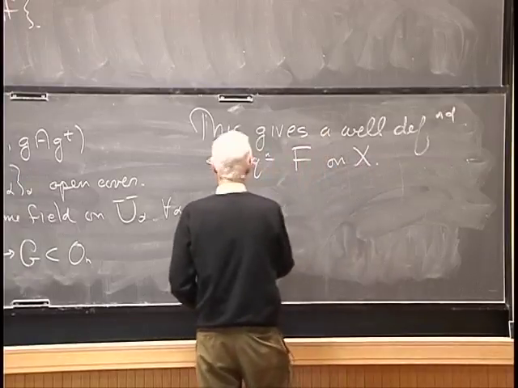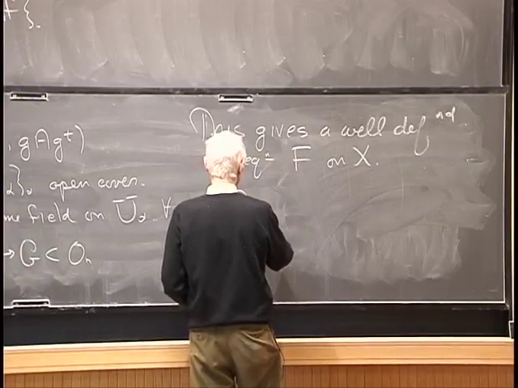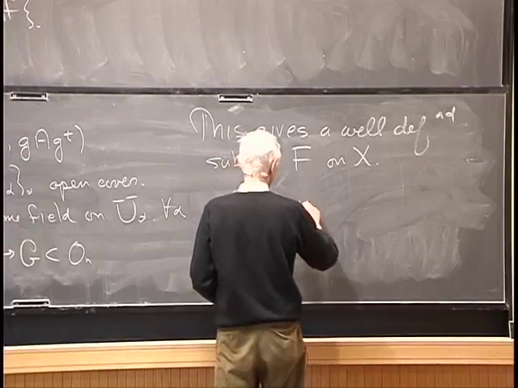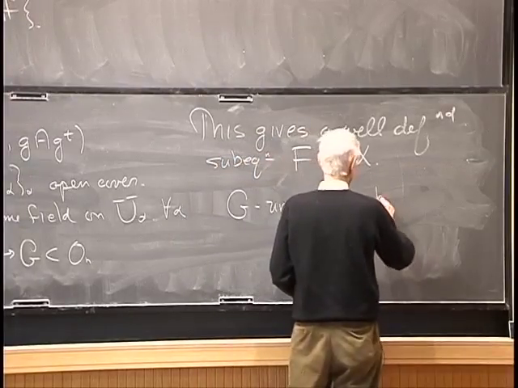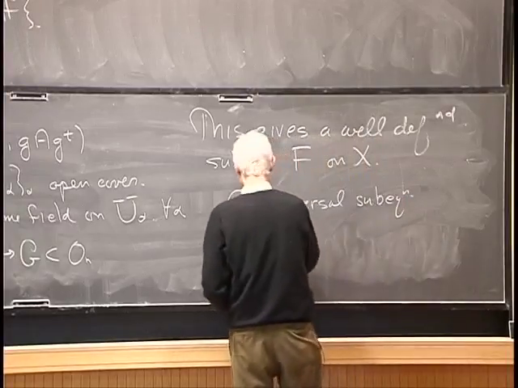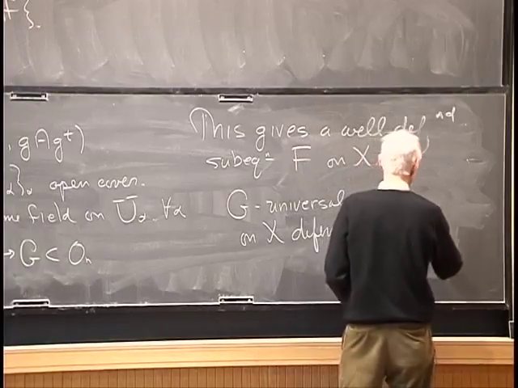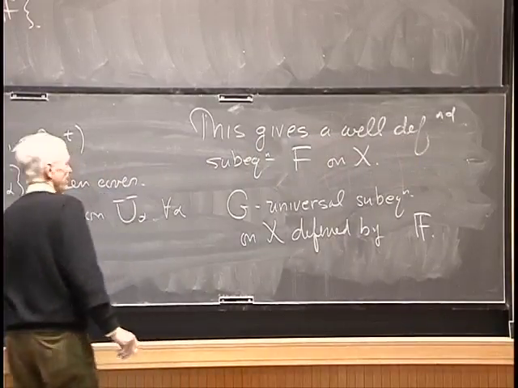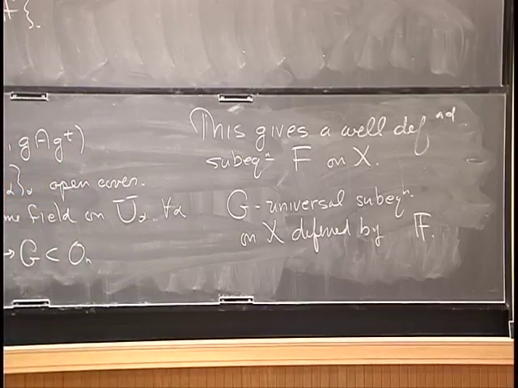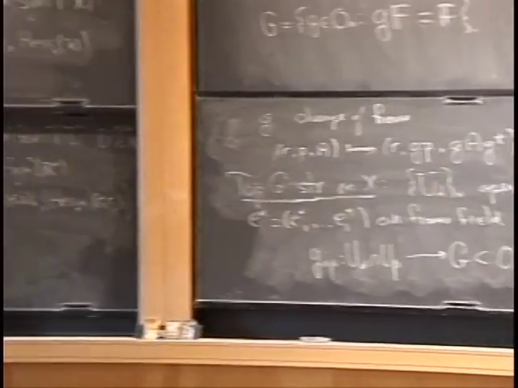on X. We like to call this the G universal subequation on X defined by capital F. And it's simply given by the fact that when you have a local coordinate chart over which you have one of these frames, then when you apply this to it, it should always lie in this constant coefficient. Locally, it's just a statement that this is true.